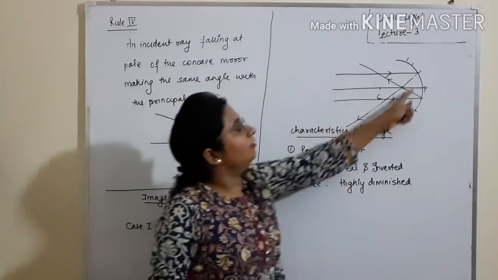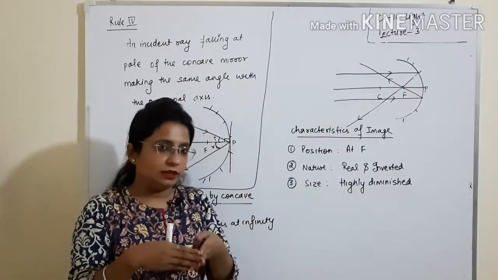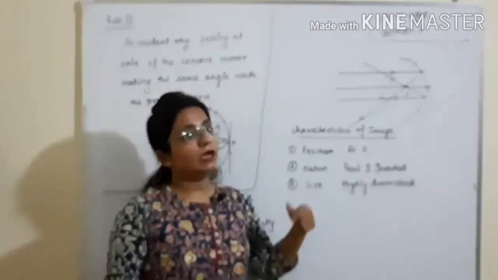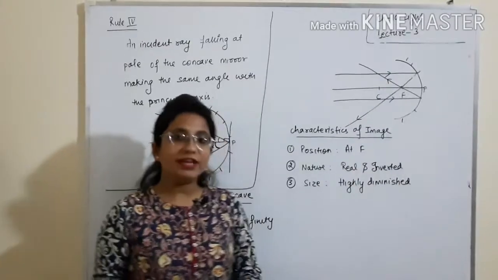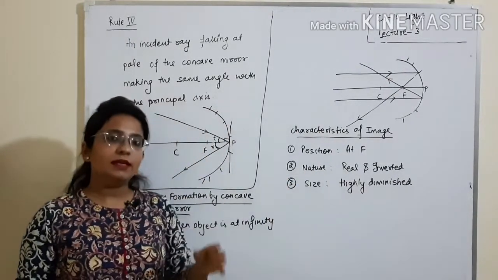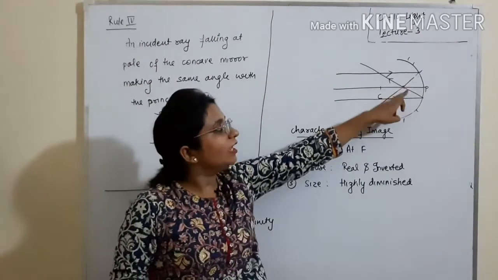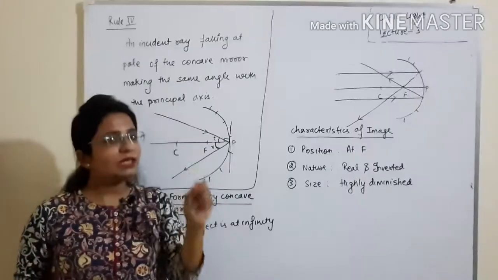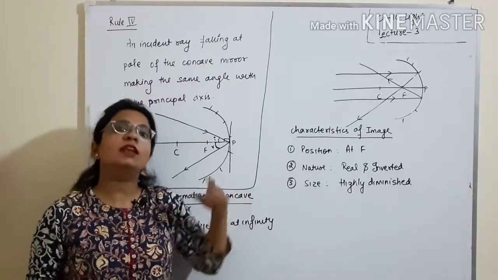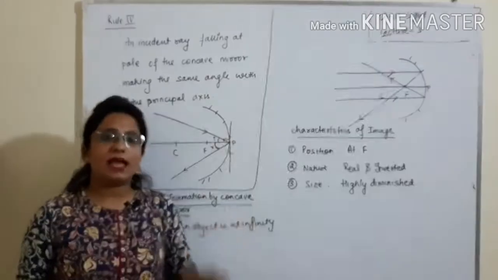But light rays are actually meeting. They don't appear to meet, they are meeting actually. So when the light rays are actually meeting, the image will be real. And I told you that a real image is always inverted. So in this case the nature of the image will be real and inverted. Size of the image: as we can see, there is just a dot, meaning the image is highly diminished, very, very small in size. In the same manner we can make the other ray diagrams as well.